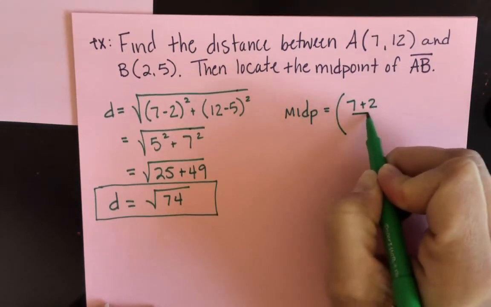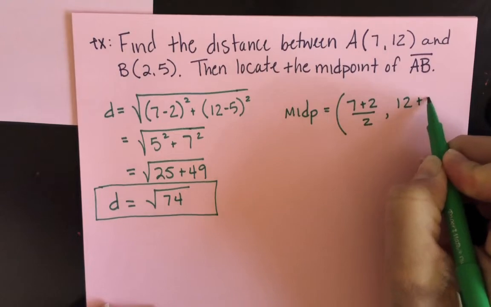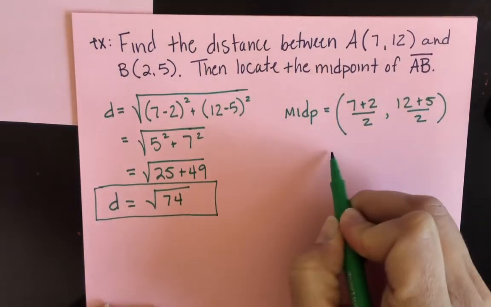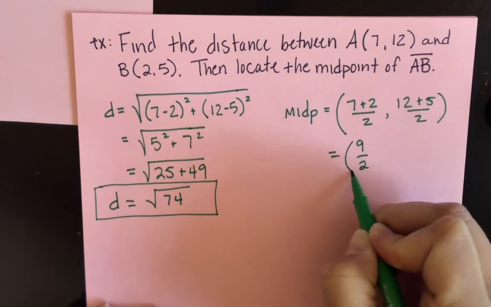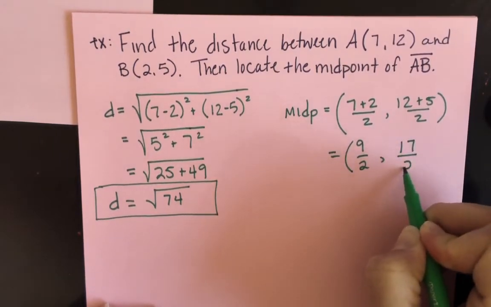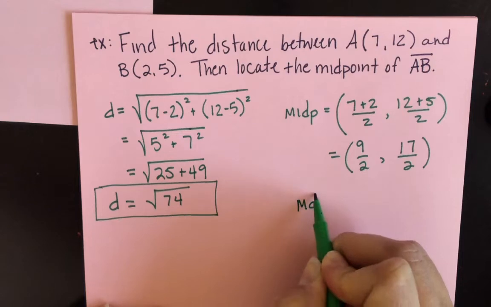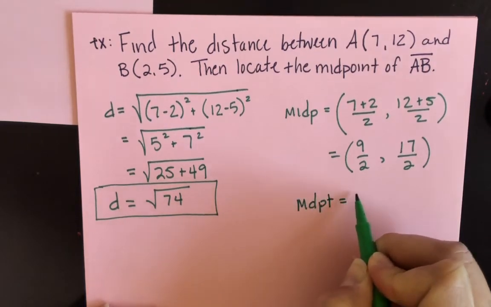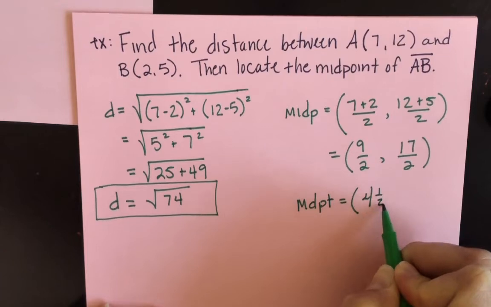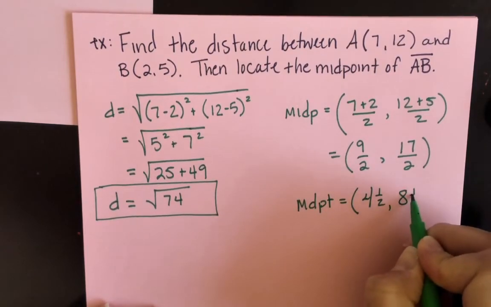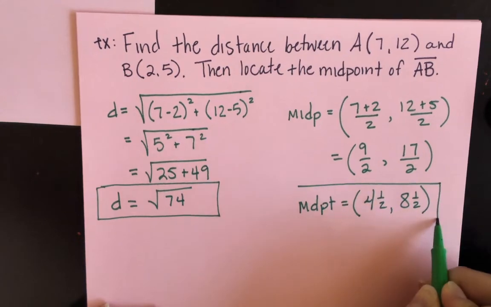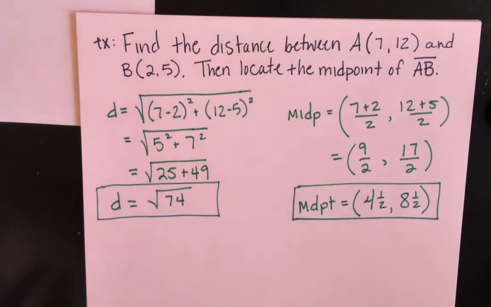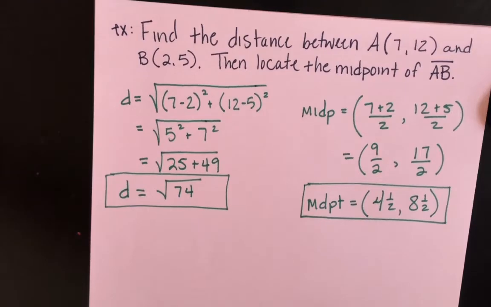7 plus 2 divided by 2, 12 plus 5 divided by 2, we end up with 9 divided by 2, 17 divided by 2, and we have a midpoint of 4.5 and 8.5. Again, that's it. That's all we're looking at. I don't foresee this causing many issues. We did tons of this last year, so I just wanted to do that in review.